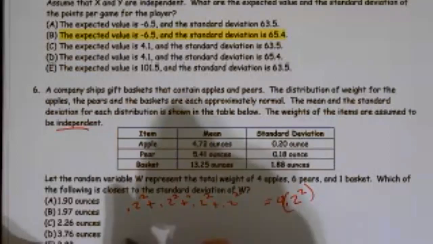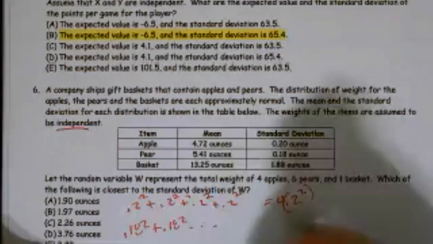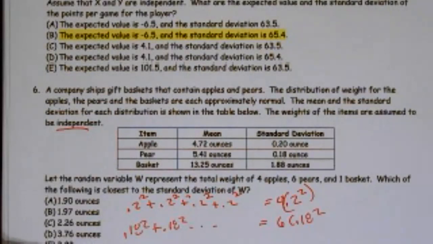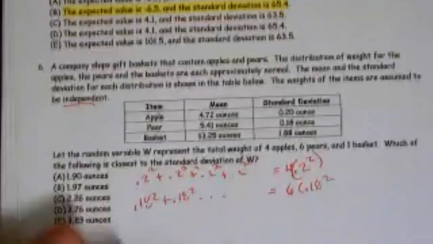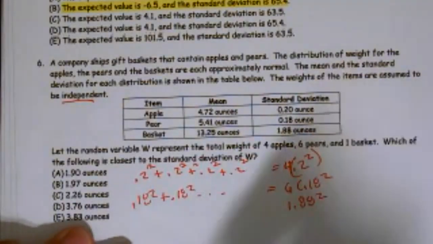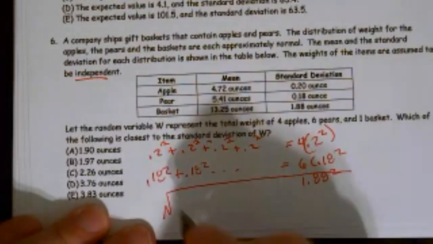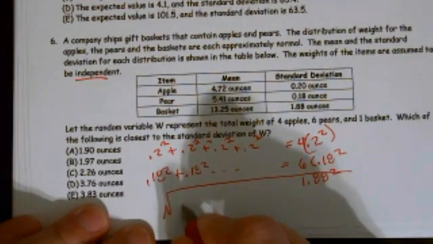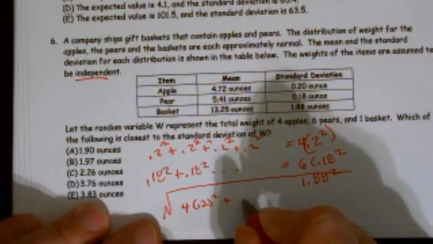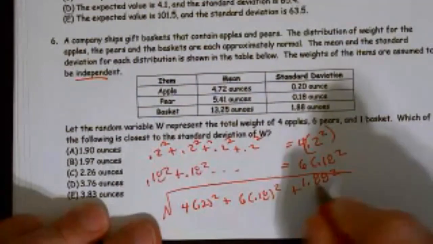For the pears, it's going to be 0.18 squared plus 0.18 squared. And pretty soon I recognize I'm going to have 6 times 0.18 squared because I have 6 pears. Fortunately, I only have 1 basket, so I just have to square the 1 basket. So ultimately, I'll have to sum them and take the square root of them. And so that's going to be 4 times 0.2 squared plus 6 times 0.18 squared plus the 1.88 squared.